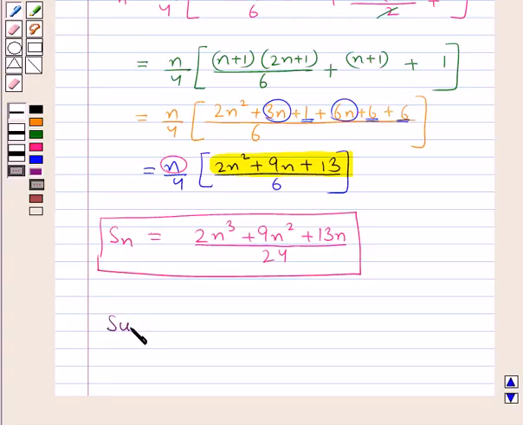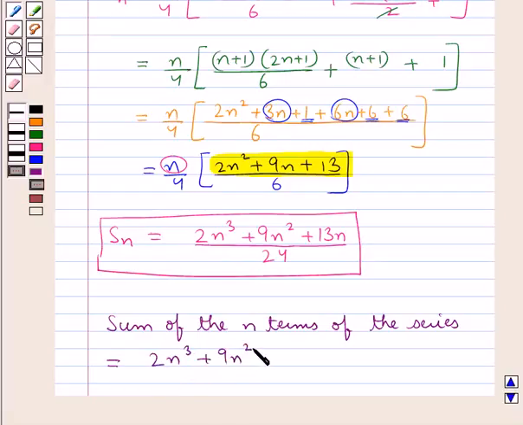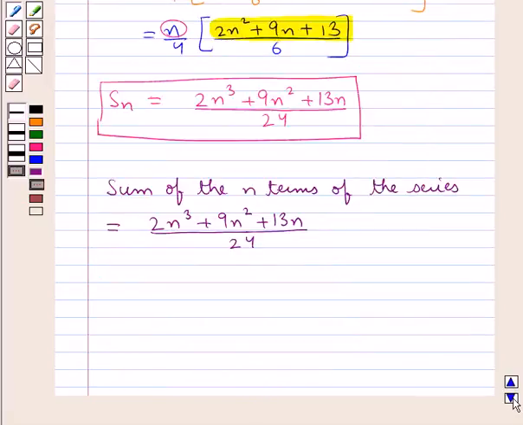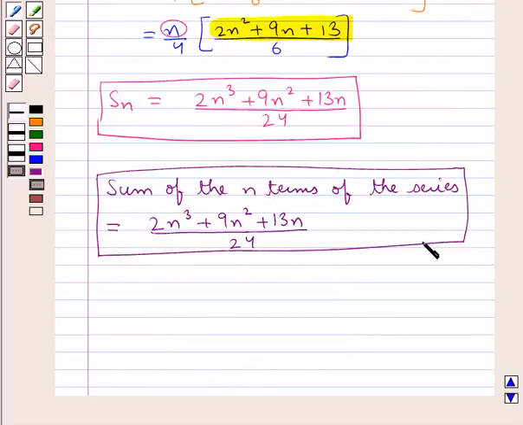So the sum of the n terms of the series is equal to 2n cube plus 9n square plus 13n, and this whole upon 24. So this is our final answer. This completes the session. Hope you have understood the solution of this question.